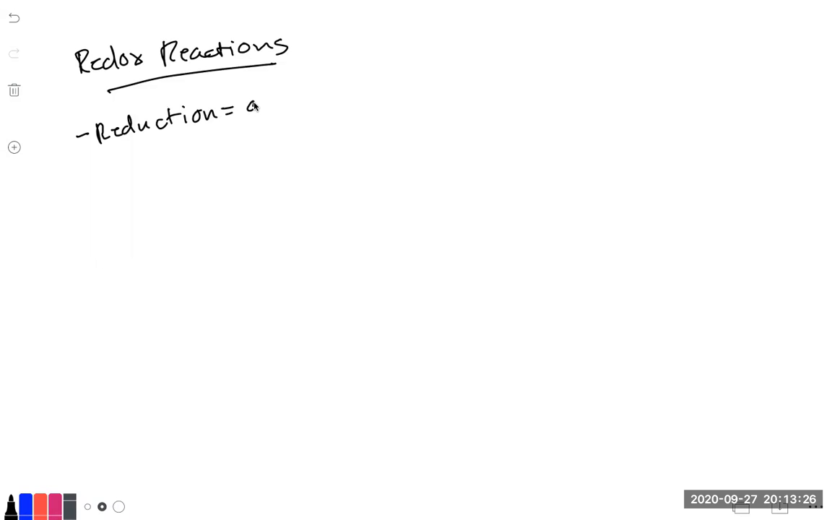Today I wanted to talk about redox reactions. Redox reactions are popular in lower level biology because they're really important and they're happening all the time. So to understand redox reactions, we first need to understand two things. First, we need to understand reduction. Reduction is the gaining of electrons.